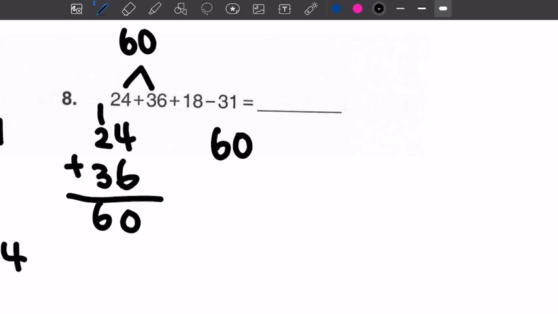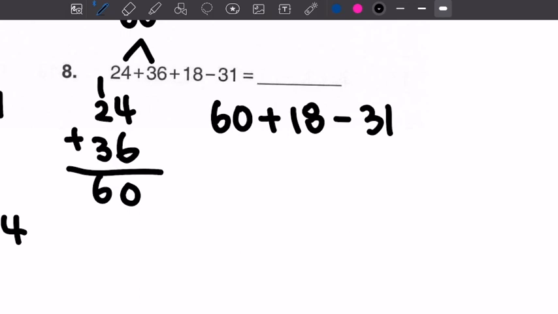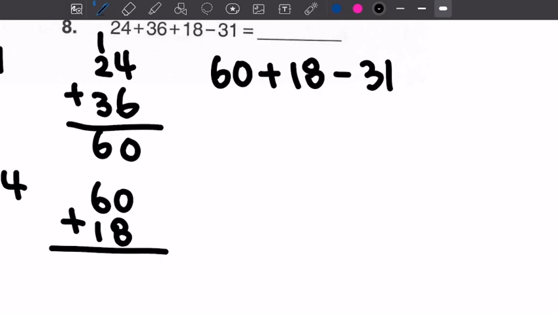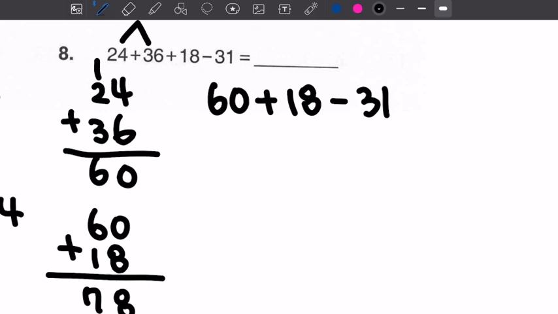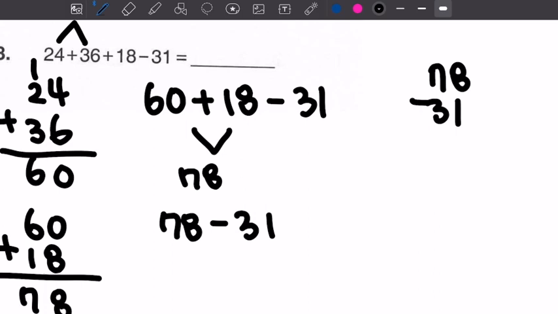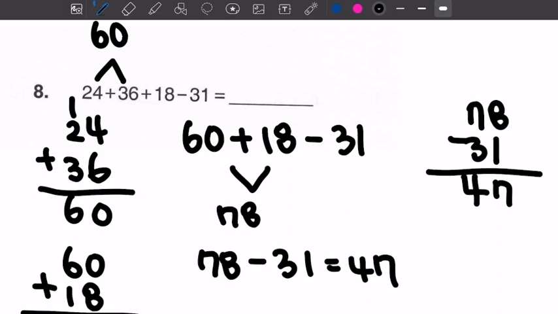And now we have 60 plus 18 minus 31. From this rewritten expression, we know that from the left, we start by doing 60 plus 18. Now, 60 plus 18, when we do the addition, 0 plus 8 is 8, and 6 plus 1 is 7. So 60 plus 18 is equal to 78. Now finally, we have 78 minus 31. If we do the subtraction, 8 minus 1 is 7, and 7 minus 3 is 4. Therefore, 78 minus 31 is equal to 47. As a result, we know that 24 plus 36 plus 18 minus 31 is equal to 47.